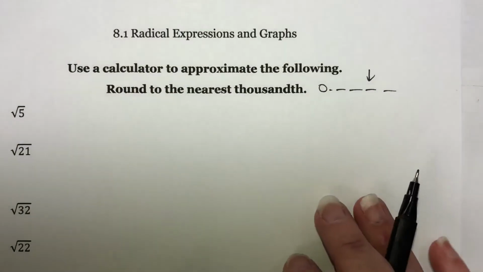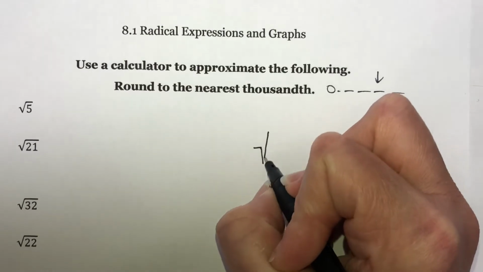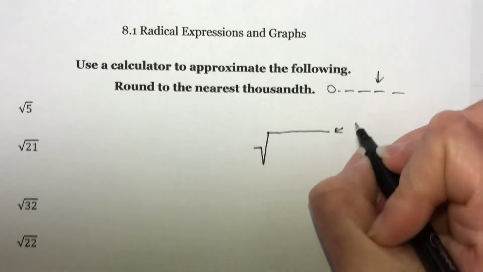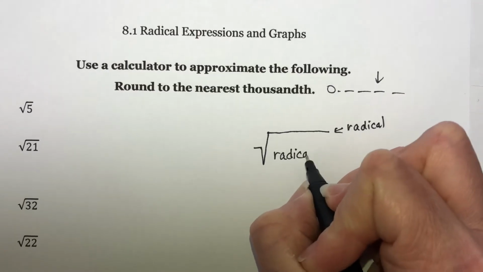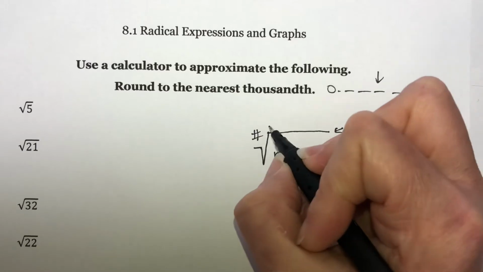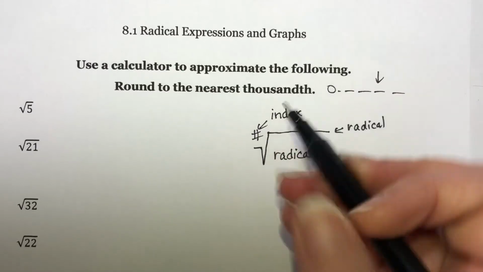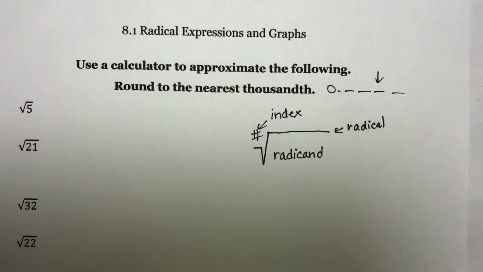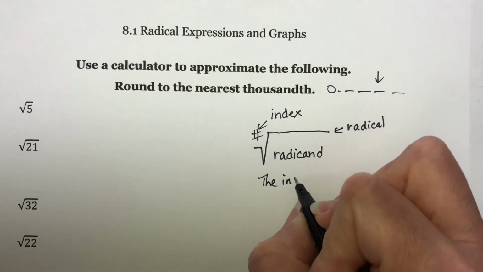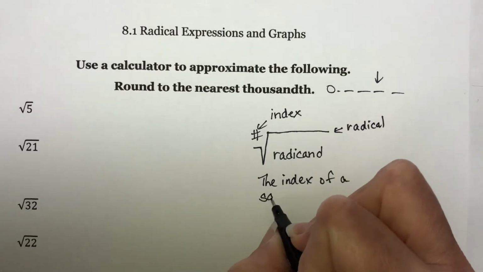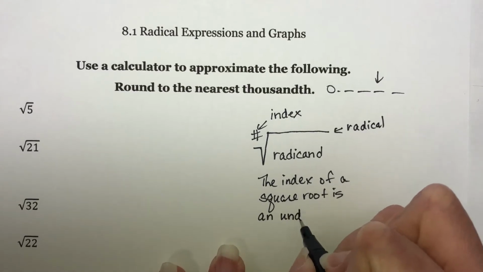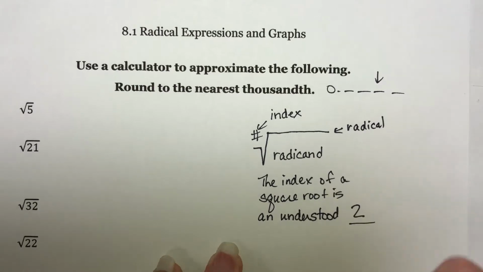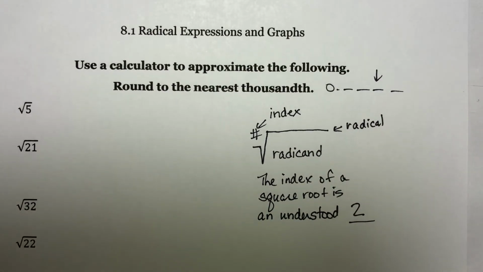A little bit of vocabulary before we go on. This symbol, what we often call the square root symbol, is called a radical. The number under here is called a radicand. And there's usually a number right here, and this number is called the index. Now, if the index is not there, it is an understood 2. This is the only time I can think of where you have an understood 2. We have understood 1s, we have understood 0s, but here it's an understood 2.